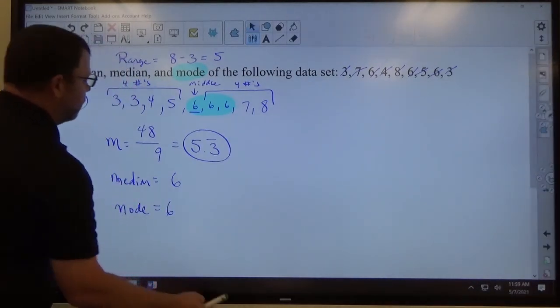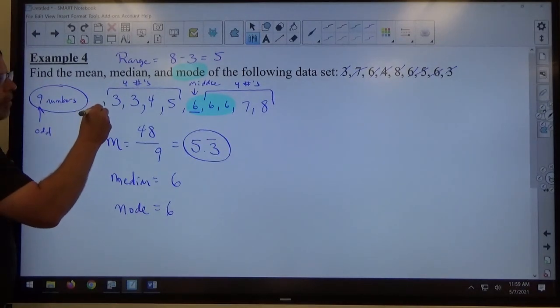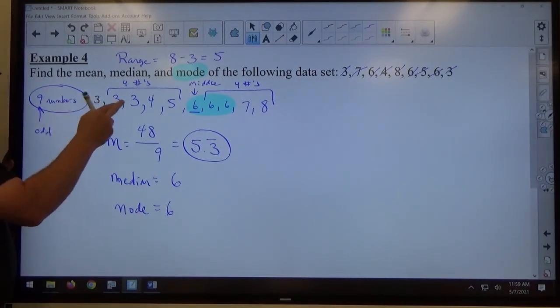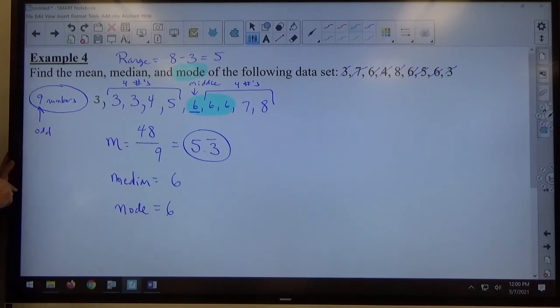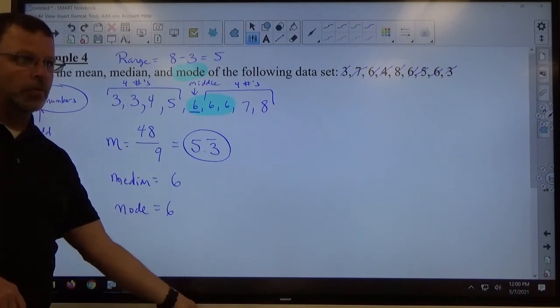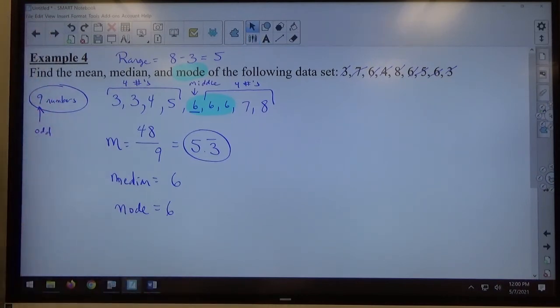Let me play a little what-if game with you. If there was another 3 here, now there's 3 3s as well, so the mode would be both 6 and 3. All right? So again, you can have more than 1 mode, or you can have no mode at all, or you can have a single number mode, depending on what happens the most. All right, so that's how you do mean, median, mode.